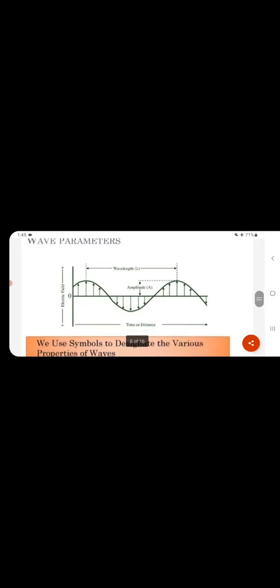Introduction to spectroscopic method of analysis. Wave parameters. This is the diagram of wave parameters. In these wave parameters, the x-axis is time or distance and the y-axis is the electric field.